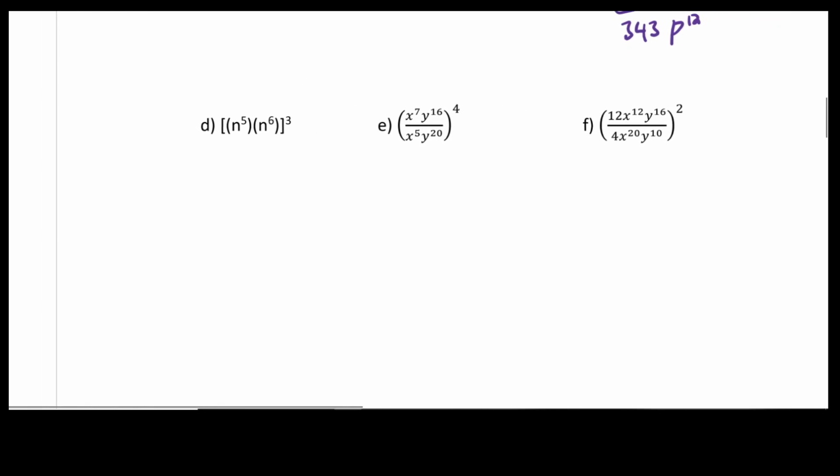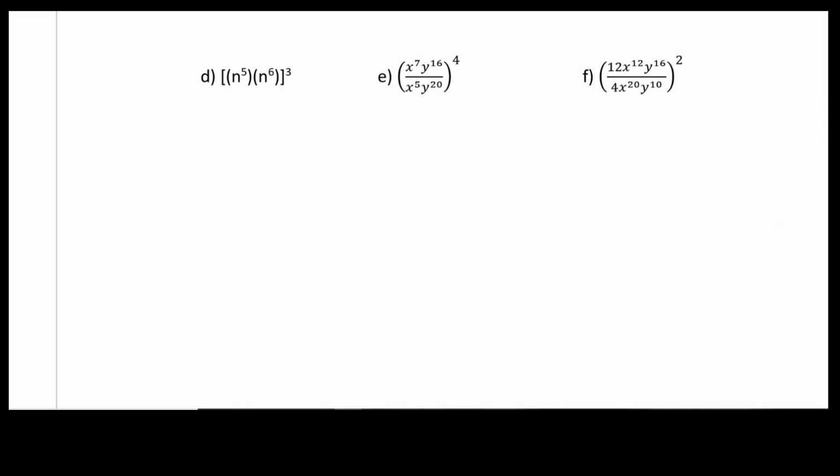All right, so I will get D, E, and F up on the screen. See if you can pause the video and work through those ones, and then unpause and see what I did. Okay, for this one, 2 ways to go about it. You can either do power on a power first and multiply them both by 3, since they're both in these kind of square brackets. That power of 3 goes on both of them, but I would probably do the inside of that bracket first. N to the 5 times n to the 6 is n to the 11. And then take that and raise that to the power of 3 and get n to the 33.